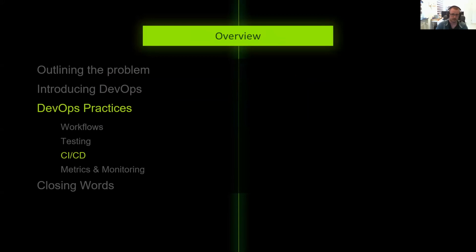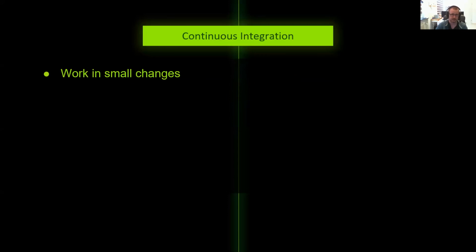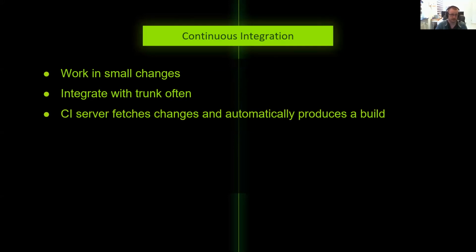Okay, now let's talk about this weird CI/CD abbreviation in my presentation. The first part actually stands for continuous integration. And what continuous integration is about is working in small changes. It demands us to integrate with the trunk or the master branch on Git or whatever often. And most of the time we will have a continuous integration server that automatically fetches changes that we made and produces a new build of our game.